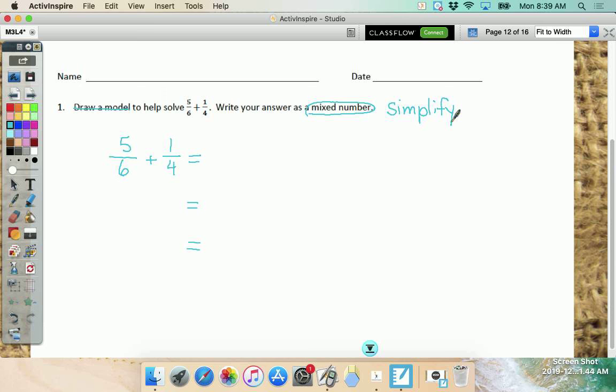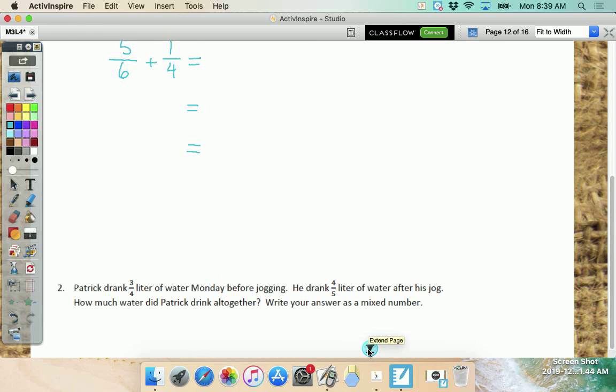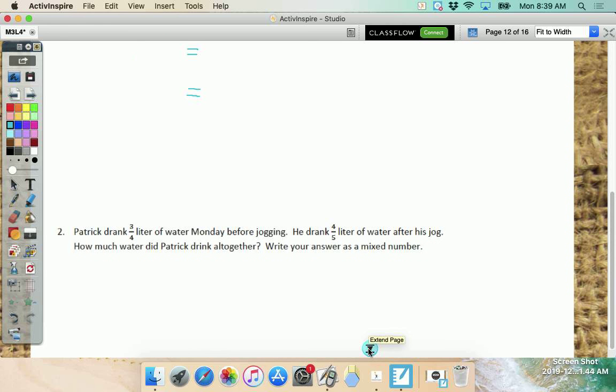Okay? So circle mixed number, that comes first. Then simplify comes second. Okay? Don't get busy simplifying because it might mess you up. Take out one whole first, then simplify. Okay? And then this bottom one, you do not need to simplify. And you do not have to draw a picture on it either.